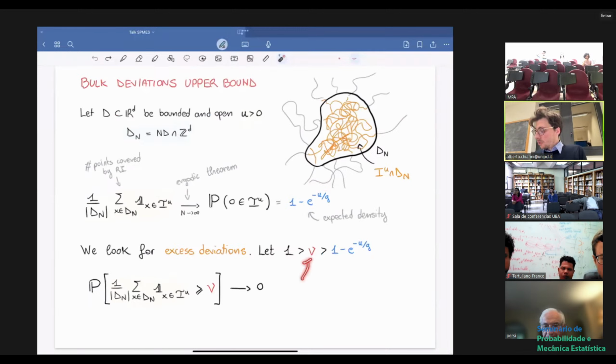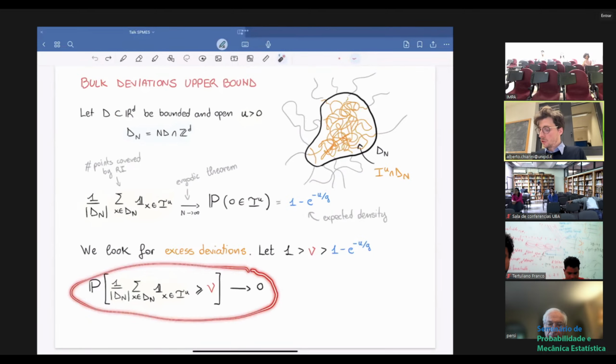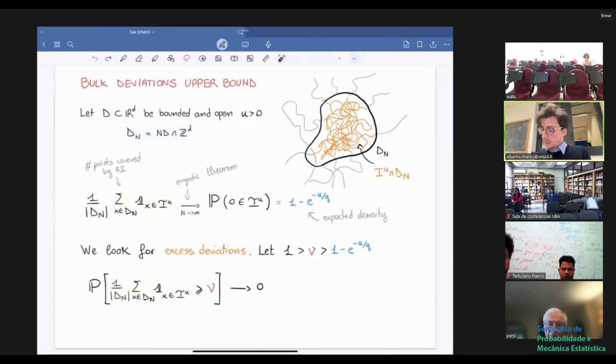So we take a fraction of points that we want to cover, which is strictly bigger than this expected density, and we want to quantify large deviation asymptotics of the probability that random interlacement sets cover a fraction of points that is bigger than or equal to nu, which is bigger than the expected density it would cover.